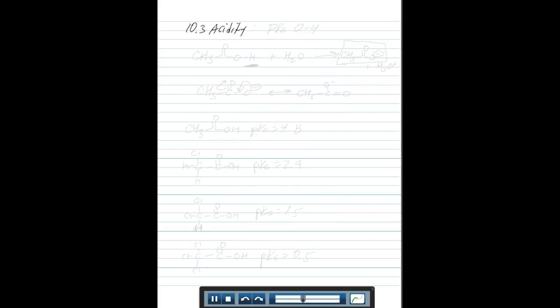10.3 is on acidity. Carboxylic acids are relatively acidic. The pKa's can range from 0 to 4. Remember, acidity in carboxylic acids is based on how easily the proton on the carboxylic acid can pop off. So in the presence of water, how easily does that hydrogen come off? The easier it comes off, the more acidic. So you form this ion plus H3O+, your acid. The easier it comes off, the more acidic.